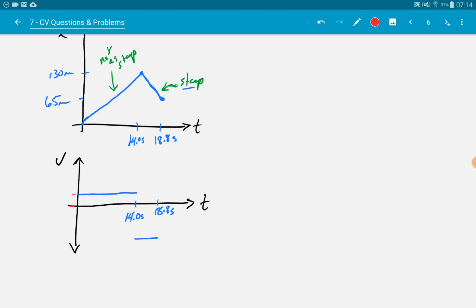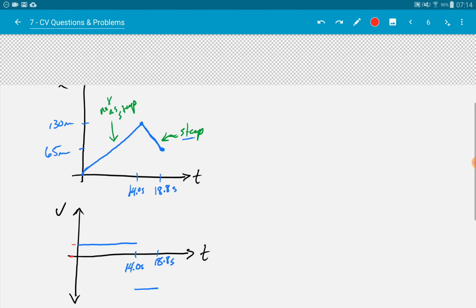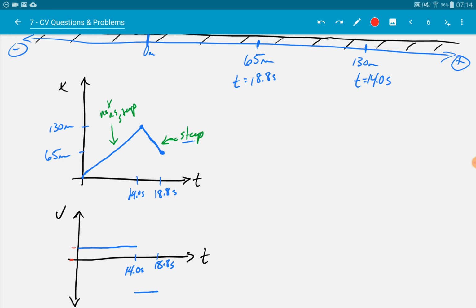Okay, so let's put in some of these numbers. Let's figure out what some of these numbers are. And I just erased some of that by accident. So let's do that, and we'll do that in red. Why not?